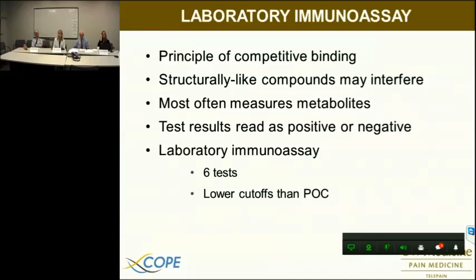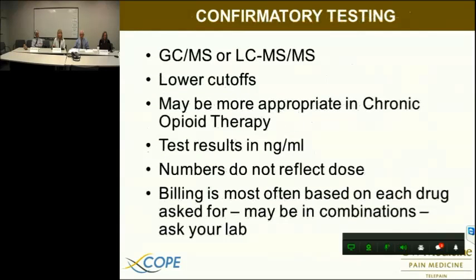There are 6 different tests. Some are better than others. Different labs will decide what to do, and it has lower cutoffs, so it's a better test than the point of care testing. Confirmatory testing is gas chromatography or liquid chromatography mass spectroscopy. Lower cutoffs. It may be more appropriate in chronic pain management because we want to know whether the patient is taking oxycodone or hydrocodone. We don't just want to know it's an opiate. We want to know which drugs.